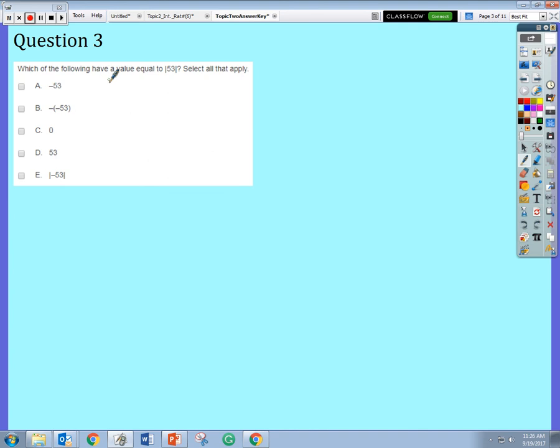Which of the following have a value equal to absolute value of 53? Now here's a key. Select all that apply. That means there's more than one answer. So first of all, select which of the following have a value equal to the absolute value of 53. Well, the absolute value of 53 equals 53.